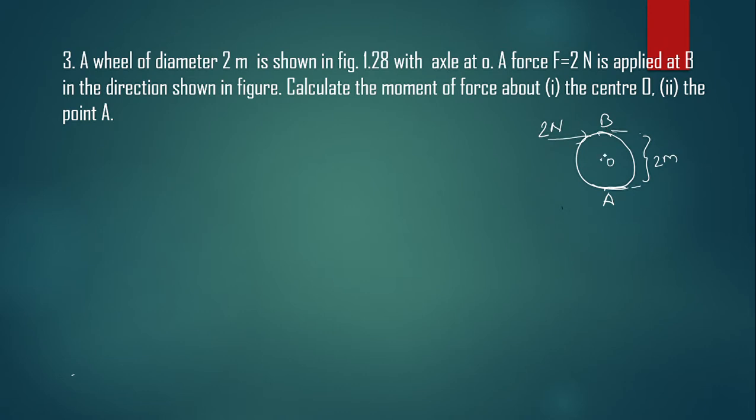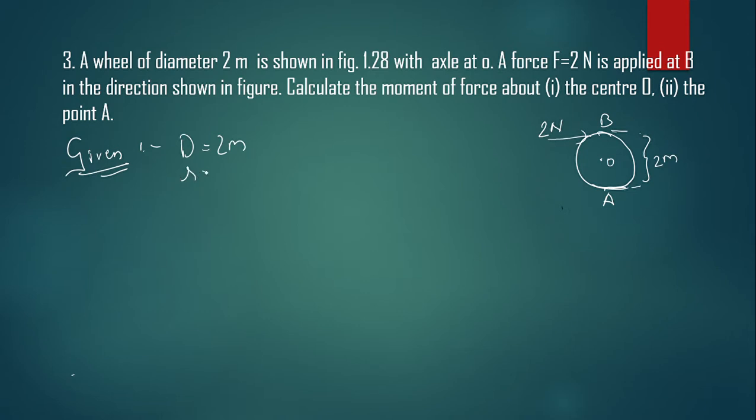1 at the center. What is the moment of force at the center? And the second is at the point A. So what has been given to us? First, we'll note it down. Given is a diameter. So, diameter is 2 meter.